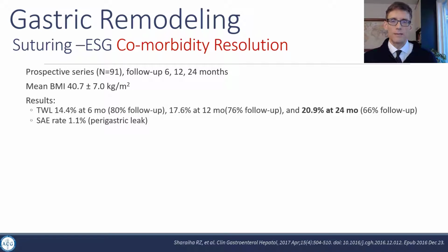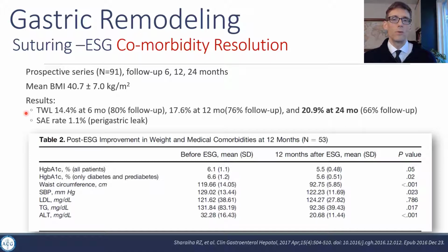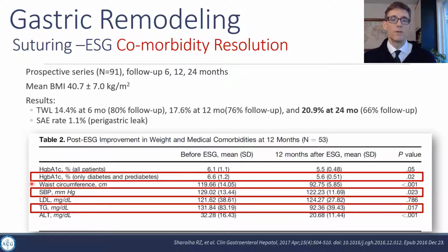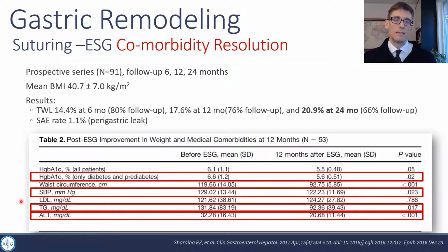Reem Shariah subsequently published a prospective series of 91 patients with 2-year weight loss outcomes, and you can see here she had a 20.9% total weight loss at 24 months and a 1.1% SAE rate. And uniquely here, she also published comorbidity resolution. You can see here there was a 1% drop in A1C for pre-diabetics and diabetics, as well as improvements in blood pressure, triglycerides, and ALT.